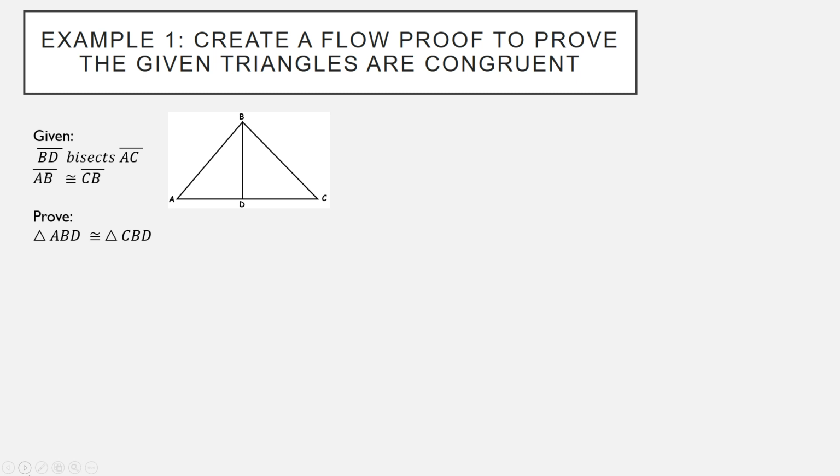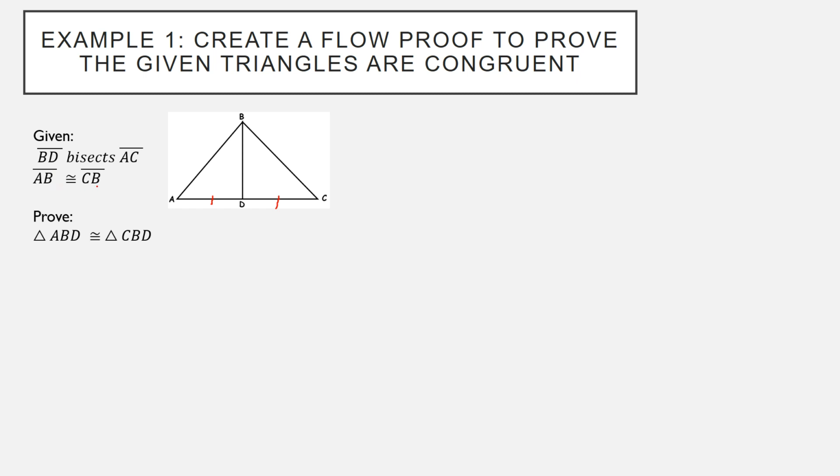So taking a look at what we're told, it's always a good idea to come up with a plan before you actually start the proof. The plan will help you figure out what theorem or postulate you're going to use at the end to make your final conclusion. So BD bisects AC. This is an important statement because what that tells me right away is that these two sides are congruent. So I've already got one side of one triangle congruent to one side of the other, just based on the given.